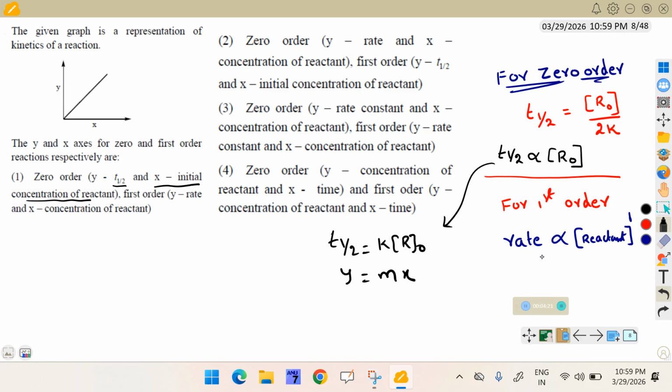For a first order reaction, rate is directly proportional to the concentration of the reactant, or it can be written as rate is equal to k into concentration of reactant. It is also in the form of y is equal to mx. Y is equal to mx is the straight line equation passing through the origin. On the y-axis take rate, on the x-axis take concentration of the reactant. So the first option is the correct option.